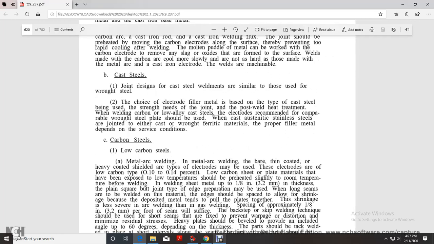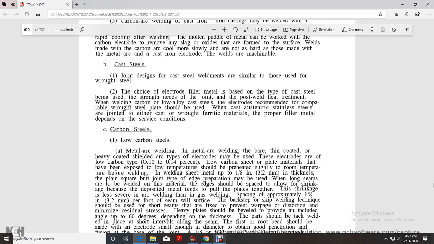Cast steels. Joint design for cast steel weldments is similar to that used with wrought steel. The choice of electrode filler is based on the type of cast steel being used and the strength needed to join, along with post-weld heat treatment for the carbon and low alloy cast steels. Electrodes recommended for comparable wrought steel plate should be used, with austenitic stainless steel that is joined with either cast or wrought ferritic materials. The proper filler metal depends on surface condition.